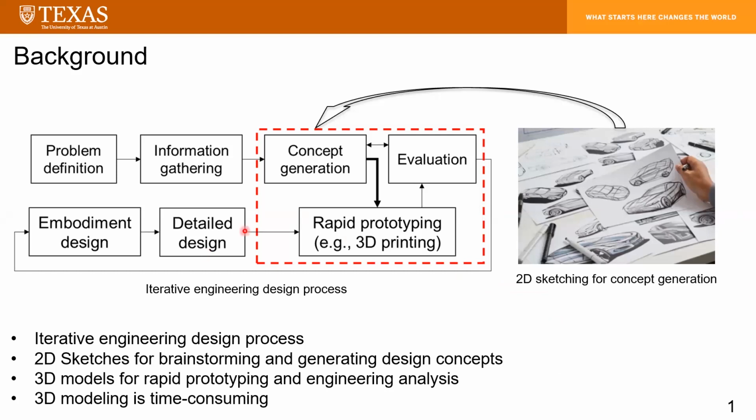Sorry about that. Especially in the early design stages, the engineering design process could be very iterative. In many cases, 2D sketching is used in the conceptual design phase to brainstorm design ideas and generate new design concepts. Later on, the 3D models will be created for rapid prototyping and engineering analysis. However, the 3D modeling is very, very time consuming.